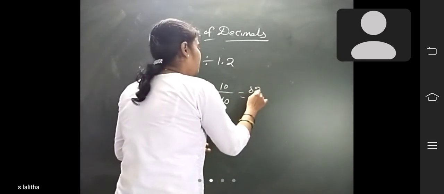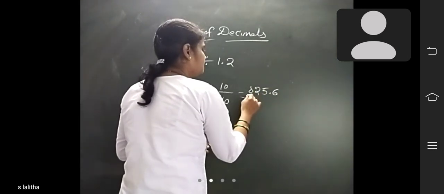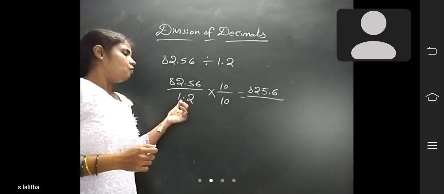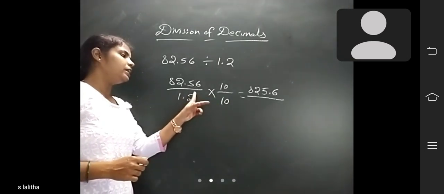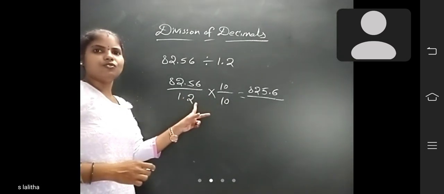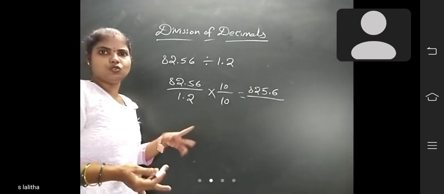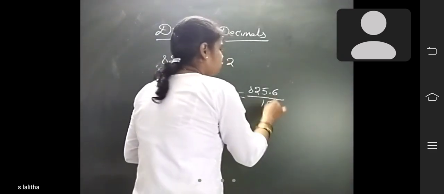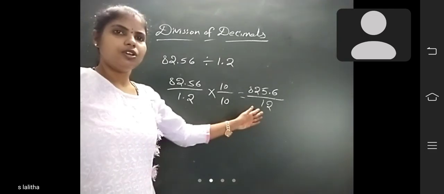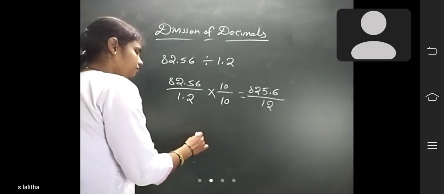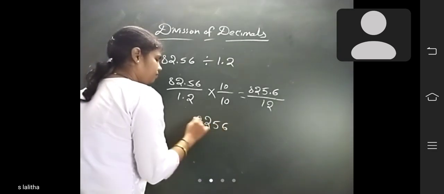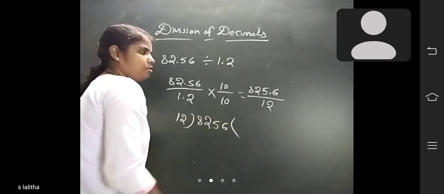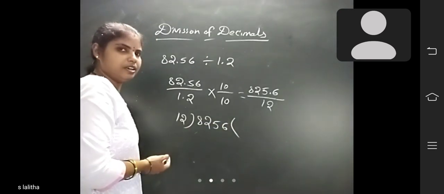So 825.6 divided by, here, 1.2 times 10. The decimal point moved to the right side. So what is that? 12.0. 12.0 means 12 only. Okay, 12. Now we should divide. Normally you have to take. Remove the decimal point. Normally you have to do the division.